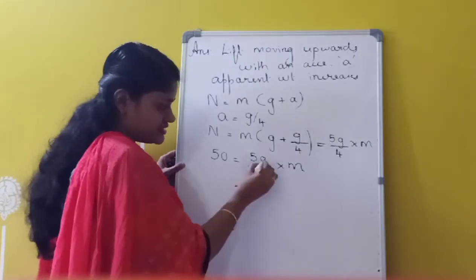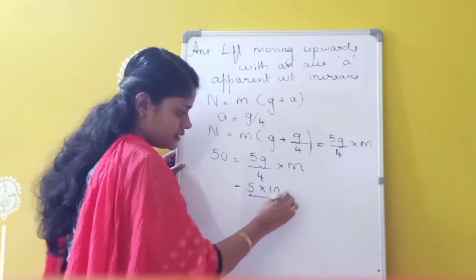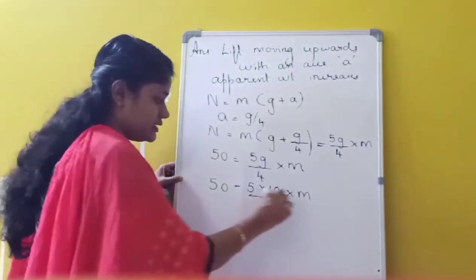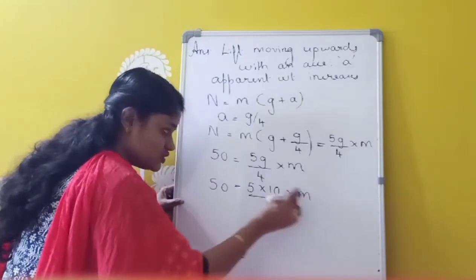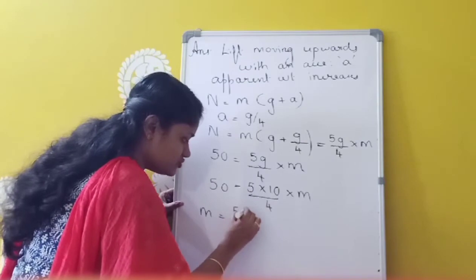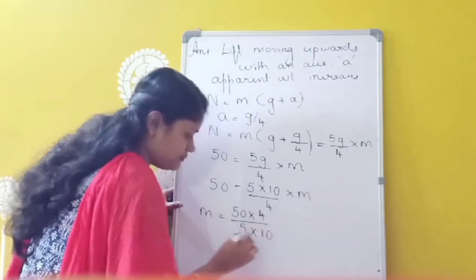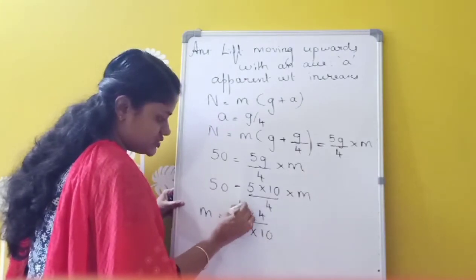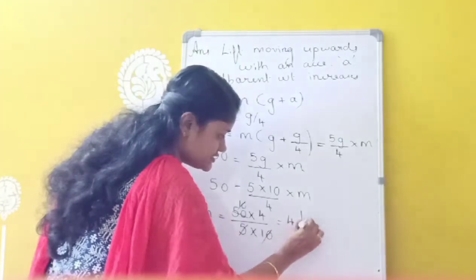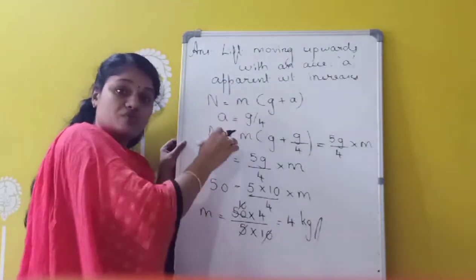Suppose I am taking g value as 10. So 5 into 10 by 4 into m, that is equivalent to 50. Now we have to find m. First of all, find m from this one. So m equals, cross multiplying, 50 into 4 divided by 5 into 10. So 5, this one cancels, 10 cancels, and I am getting 4. So mass is given as 4 kilogram.